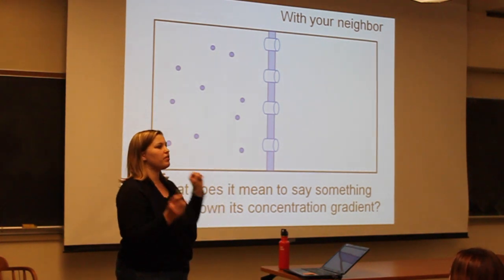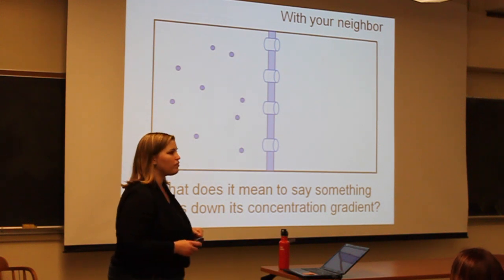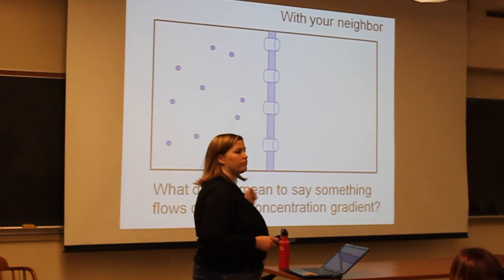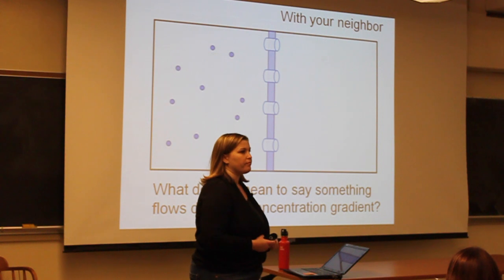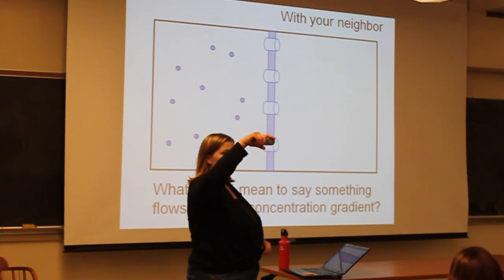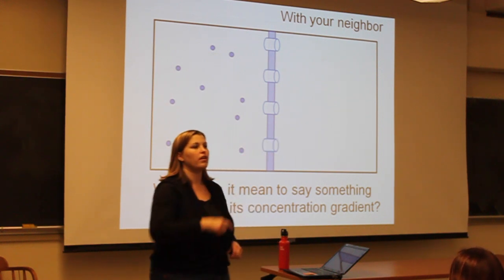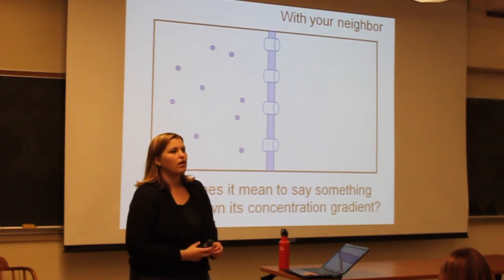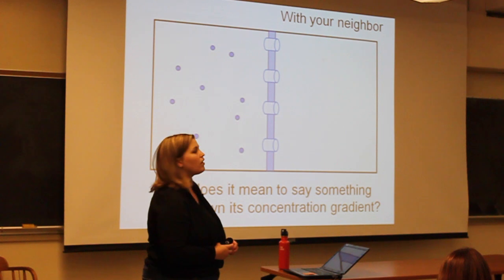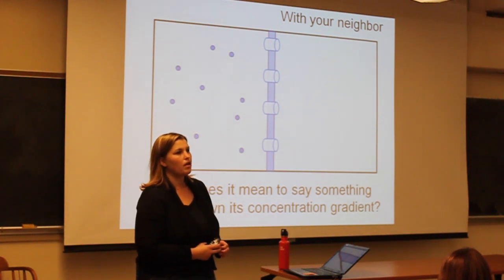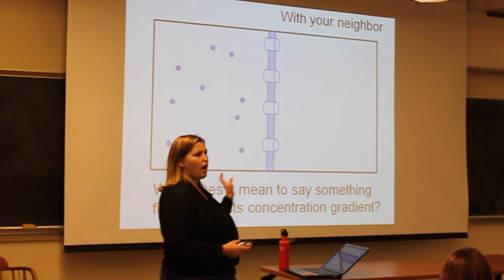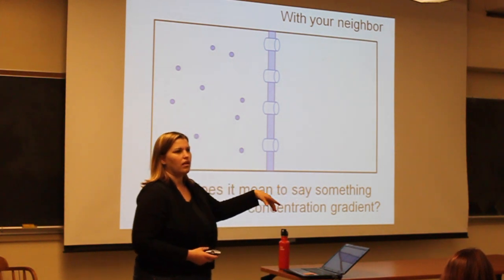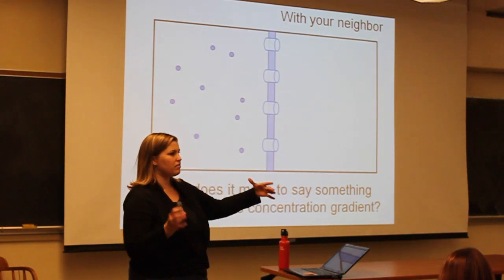Okay. So tell me what you think. What does it mean to say something's going to flow down its concentration gradient? What do you think? Somebody. See, those of you that took the class just volunteered. Yep. It's going to go from more concentrated to less concentrated. So the balls on the left side, some of them are going to go to the right side. That's right. When are they going to stop going? When they're about equal on both sides. Yeah, and does anybody know what that state would be called?